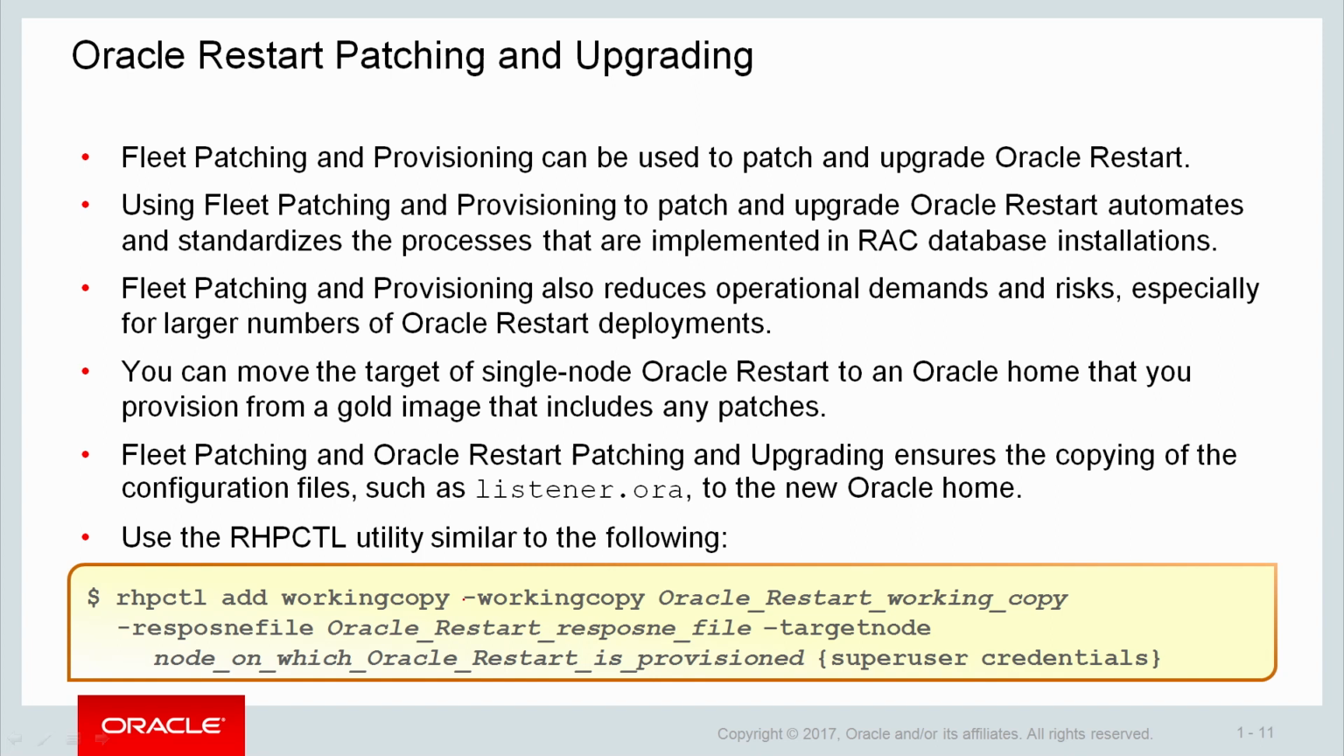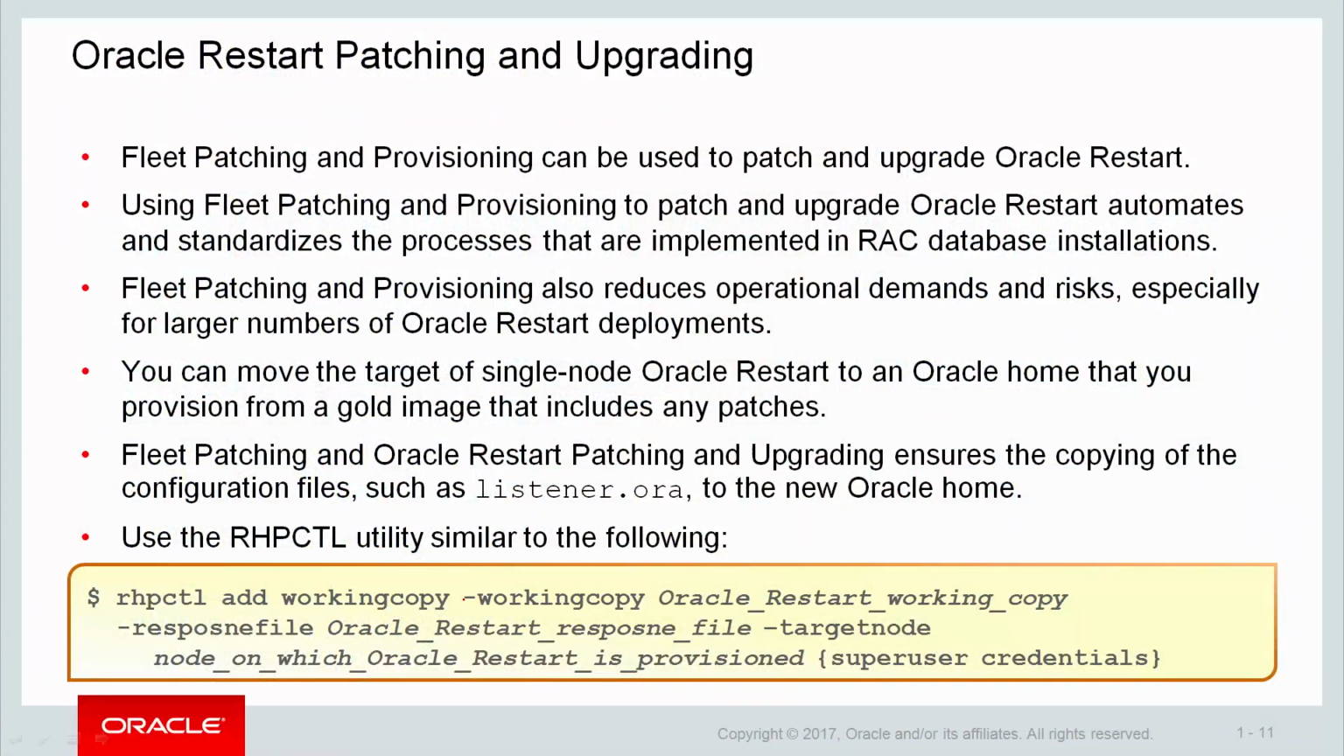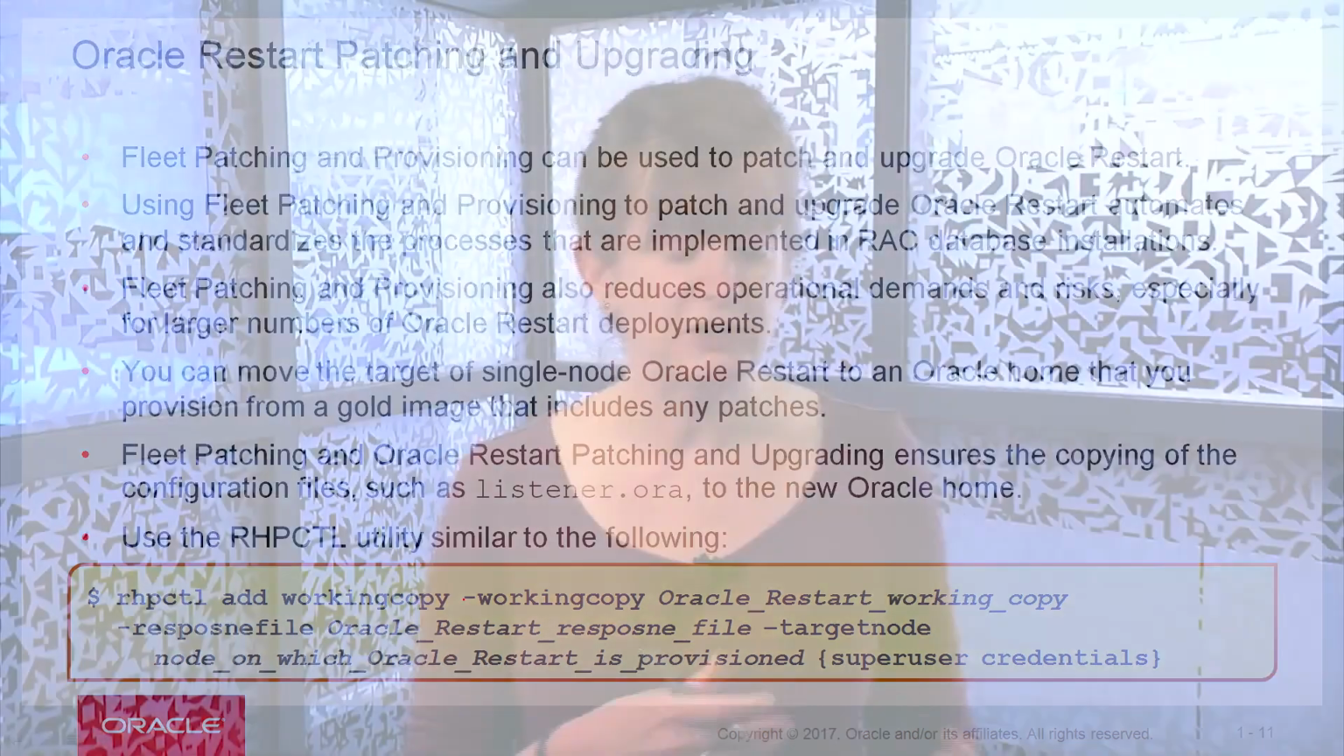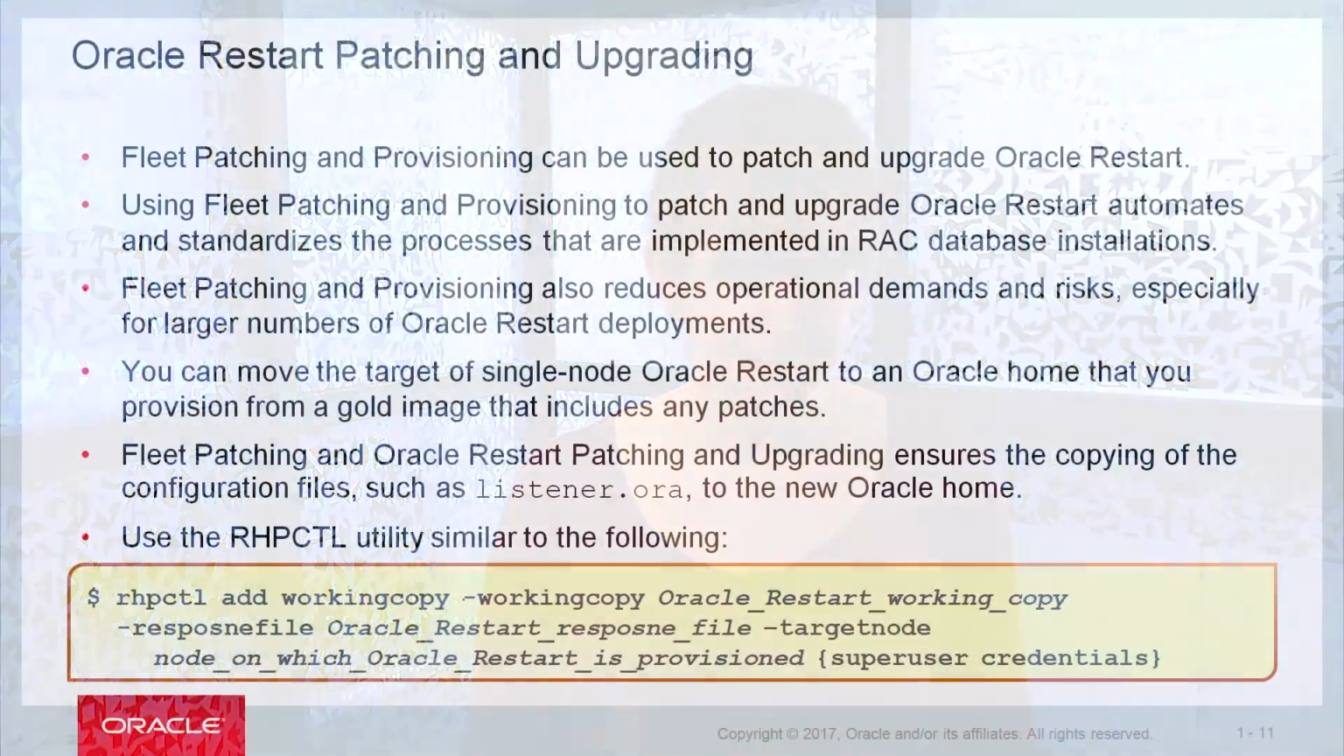You can move the target of a single node Oracle Restart to an Oracle home that you provision from a gold image that includes any patches. So once again, we're talking about Fleet Patching Provisioning having a number of different Oracle homes which have different patch releases. And we upgrade or patch by moving our Oracle Restart installation or database installation into the new Oracle home. Fleet Patching and Oracle Restart patching and upgrading ensures a copy of configuration files such as the listener.ora and the tnsnames.ora to the new Oracle home.